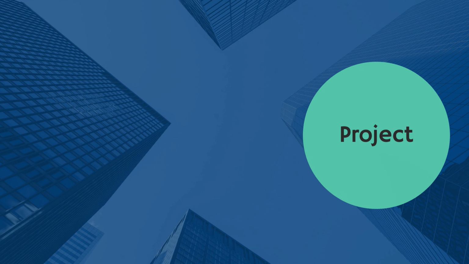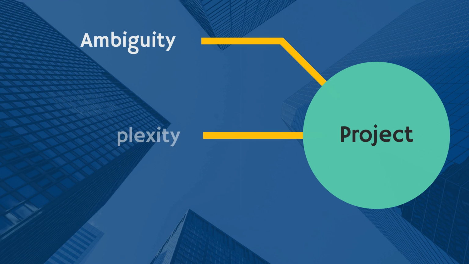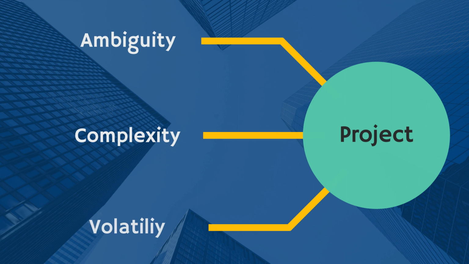Uncertainty in projects can arise from the internal environment of the project too. Internal uncertainty is usually classified as either ambiguity, complexity, or volatility. We explained those terms in a previous video. If you have any issue understanding them, please refer to the video in the description.